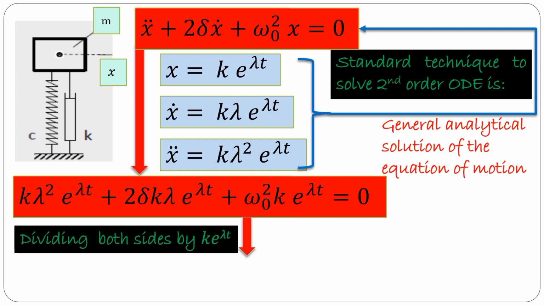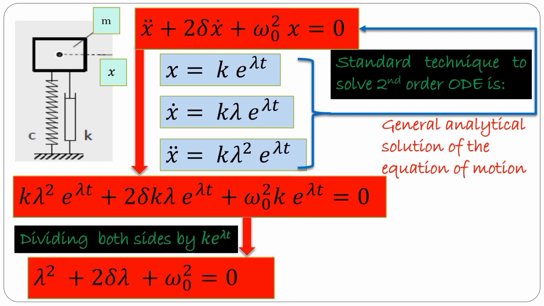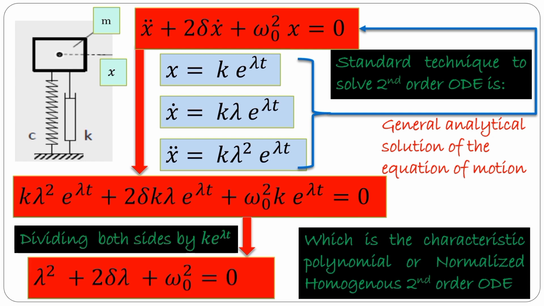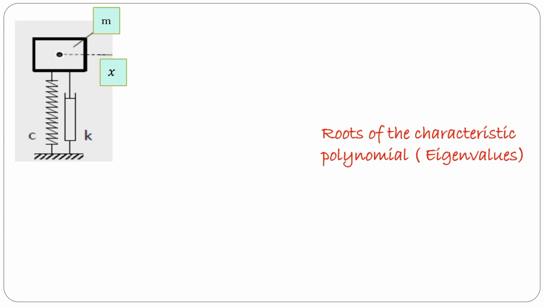This characteristic polynomial is lambda squared plus 2 delta lambda plus omega naught squared, and the whole sum is equal to 0. You can immediately see that there's quite a nice similarity between this characteristic polynomial and the differential equation itself. This allows us now to determine lambda. So if we look at this characteristic polynomial, we have to find its roots, and these roots are also called the eigenvalues.